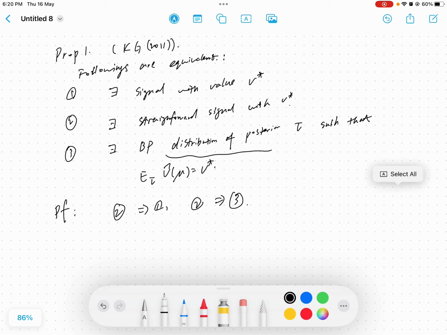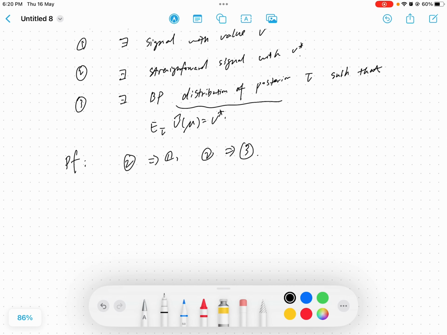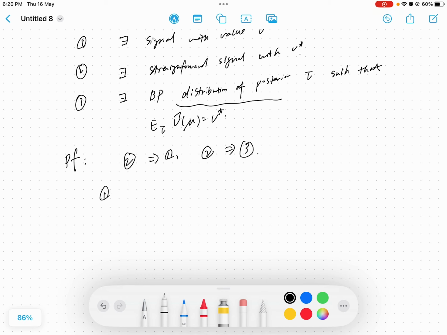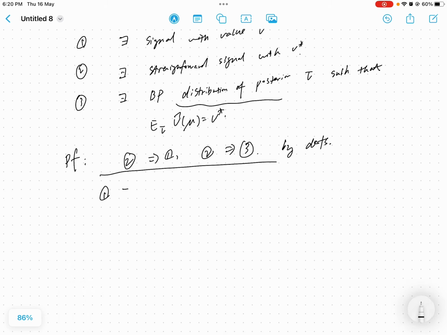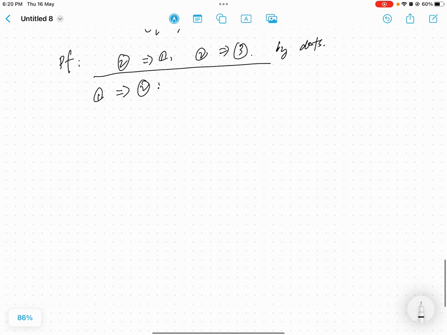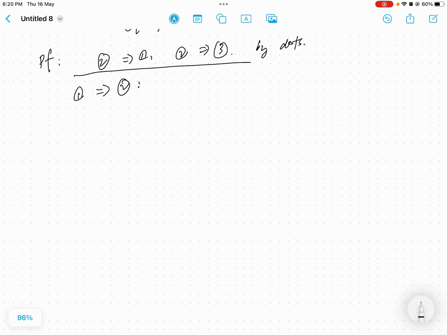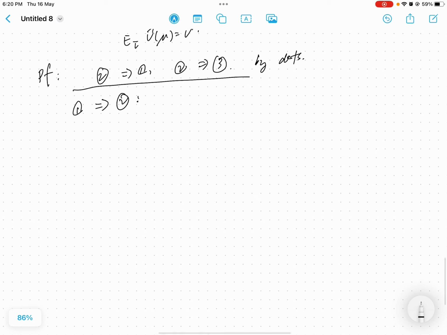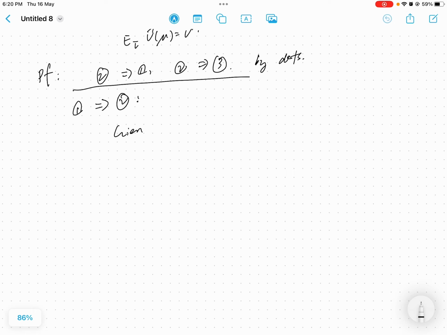Okay, so those are given by definitions. So the remaining part is that we first show that 1 implies 2, okay? All right, so we assume that 1 is true. It means that we are now given a signal pi with value V star, okay?